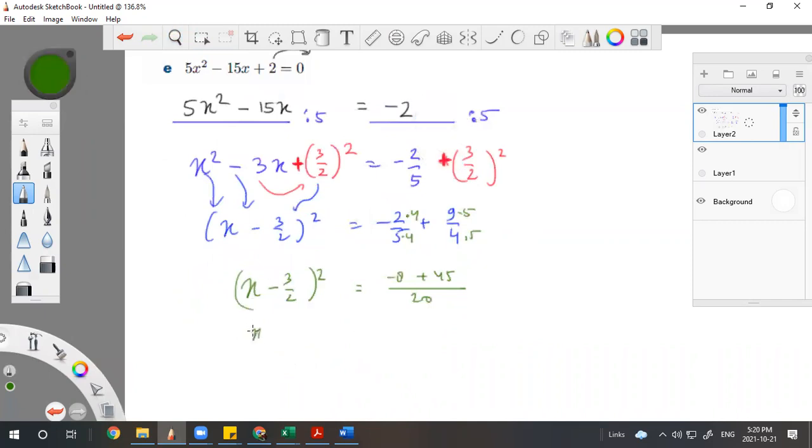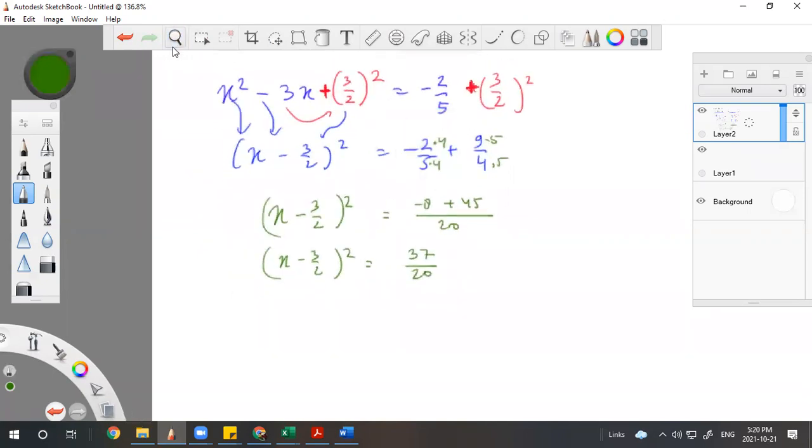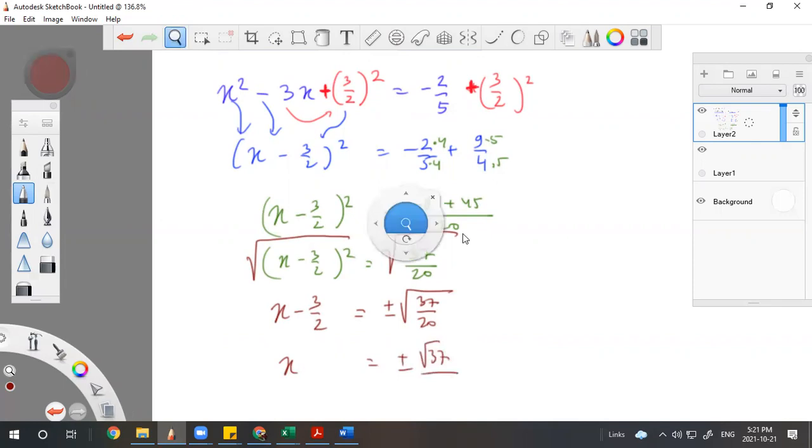So x minus 3 over 2 squared equals 37 over 20. Okay, we deal with the bad number, but again, we can still manage it by taking the square root of both sides. So x minus 3 over 2 equals plus or minus the square root of 37 over 20, right? So x will be plus or minus square root 37 over square root 20.